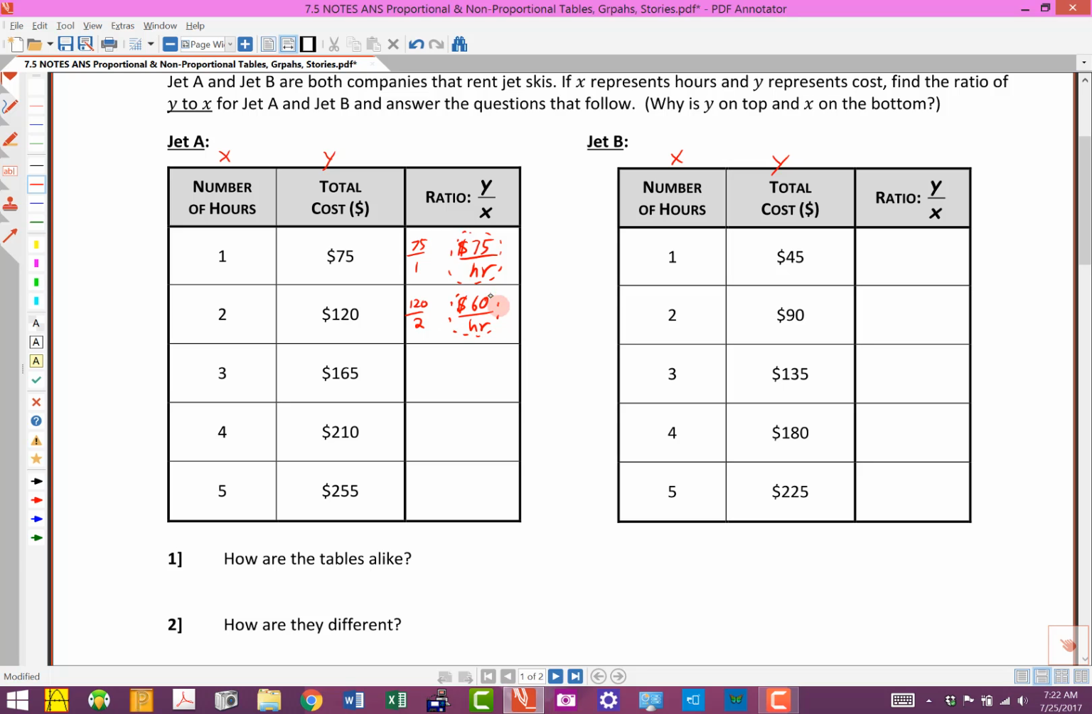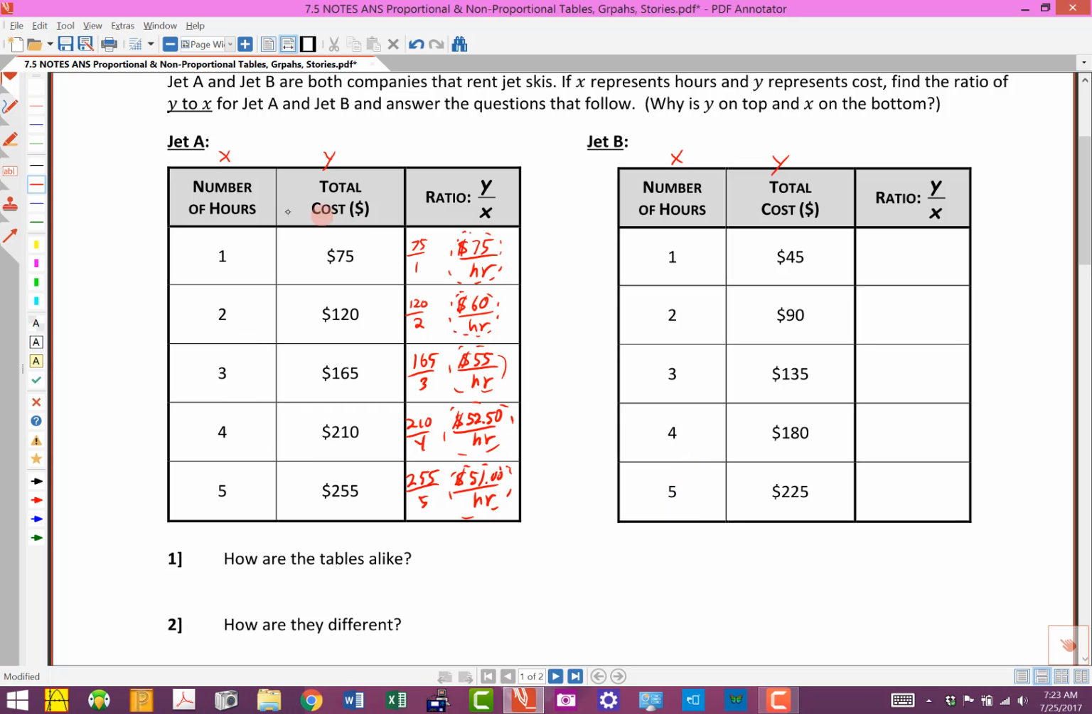The next one is going to be 165 over 3, and if you do the math on that, it works out to be 55, so that's $55 per hour. 210 over 4, and I'm going to go ahead and write 255 over 5. So if we do the math on this one, it works out to be $52.50 per hour. And then the last one, if we go ahead and do the division there, this works out to be $51 an hour, so $51 per hour. So we've got that one all filled out. Now let's run over here and take a look at this one.